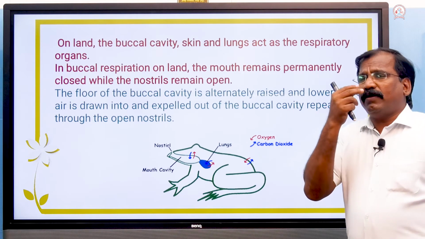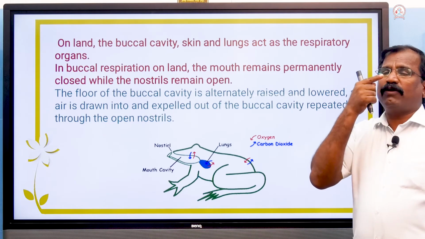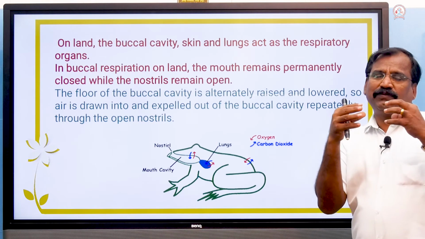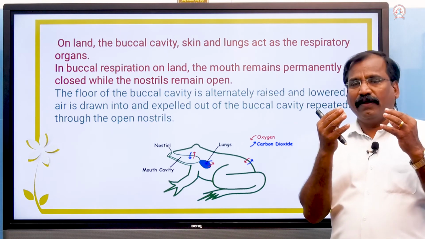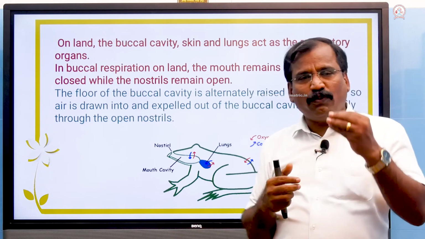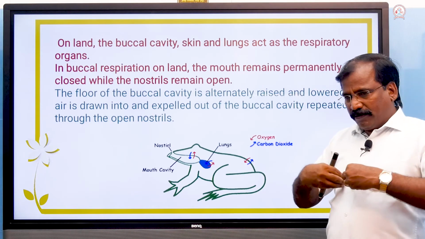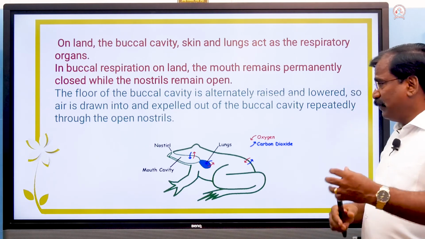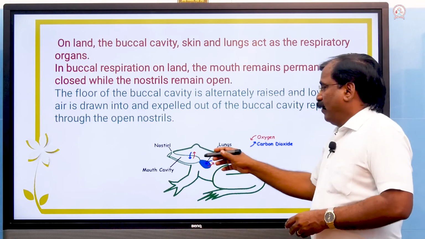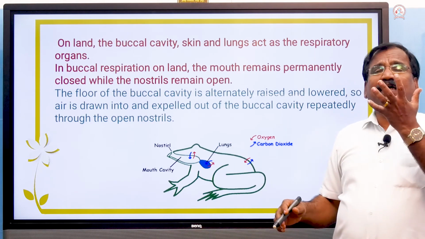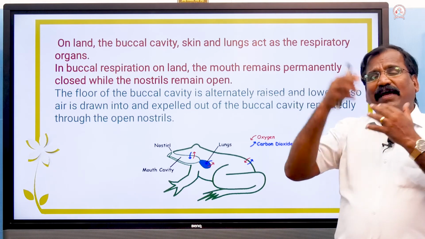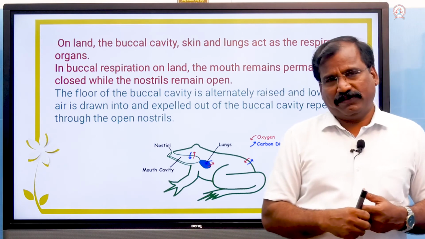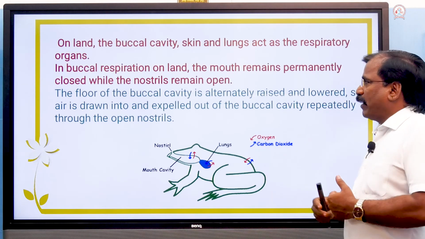Normally, through the nostrils, listen, through the nostrils the air goes inside. When it reaches the lungs, in the lungs alveoli are there, that is air sacs, which are thin walled. The exchange of gases takes place in the alveoli, a special organ. Buccal respiration, when air goes inside the buccal cavity, diffusion takes place through the walls of the buccal cavity. That is buccal respiration.